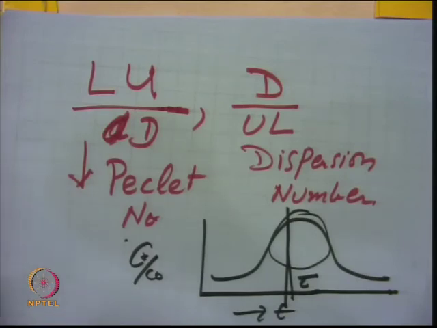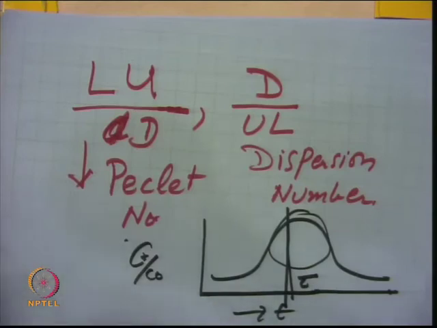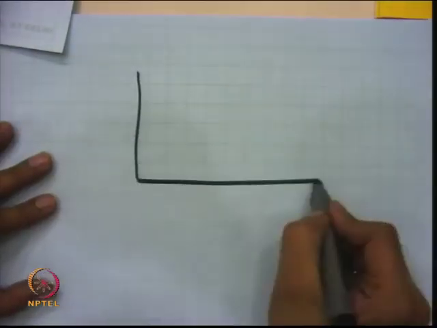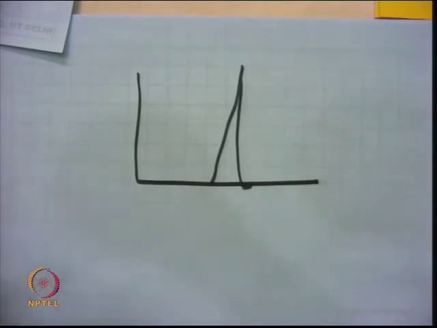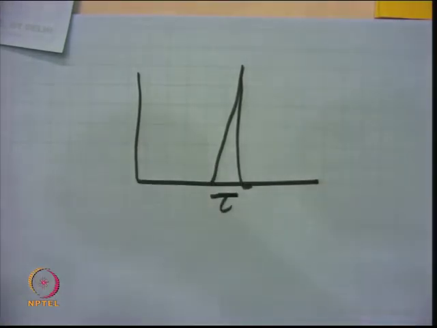But because of the maldistribution, because of the non-ideal condition, because of the dead zone inside the reactor, because of the channeling inside the reactor, you may not get all the particles which have been fed at time t equal to 0 coming at time t equal to t bar, the average residence time. For a plug flow reactor, it should come at the same time. So if you have a plug flow reactor, all the concentration will appear at the same time tau. That is the meaning.